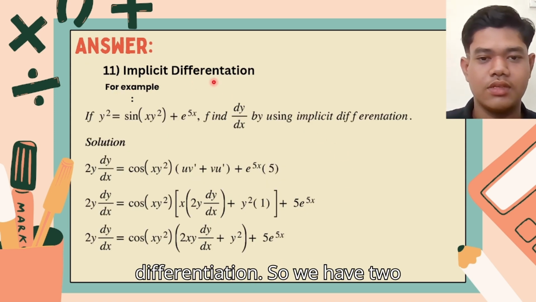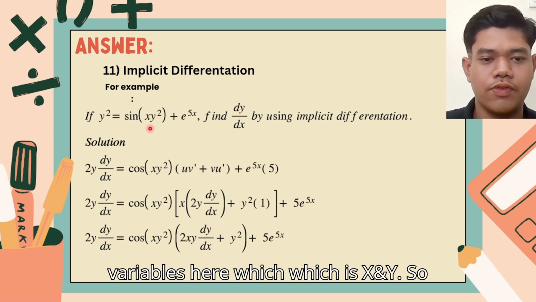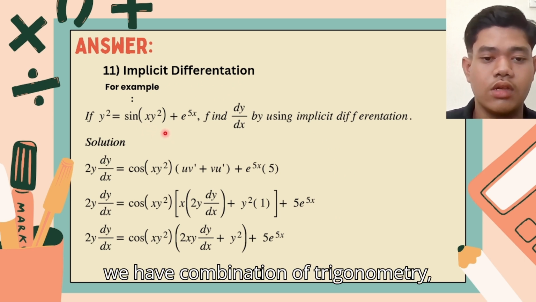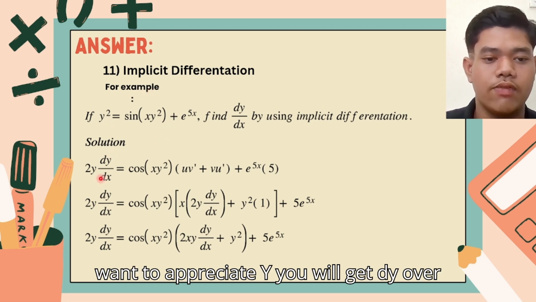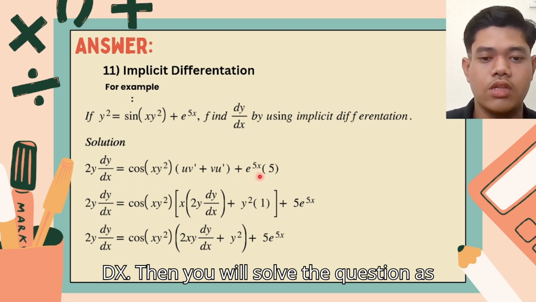The last one we have is implicit differentiation. We have two variables here, which are x and y. We have a combination of trigonometric, exponential, and polynomial. If you want to differentiate y, you will get dy over dx. Then you will solve the question as usual.